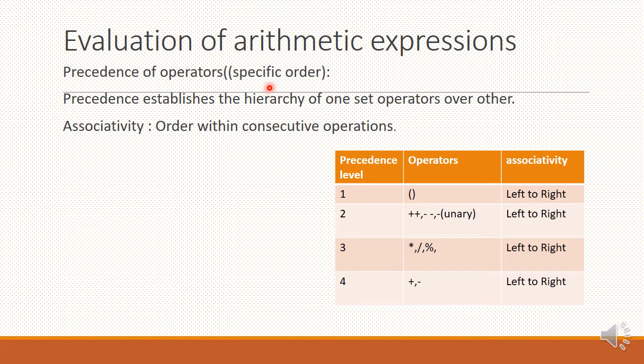Precedence of operator is nothing but a specific order, and it is very important in almost all languages. Precedence establishes the hierarchy of one set of operators over the other. Hierarchy means one by one: which one you do first, which second, which third. Associativity means the order of consecutive operations. If plus plus plus is given, how are you going to execute it? That is associativity.